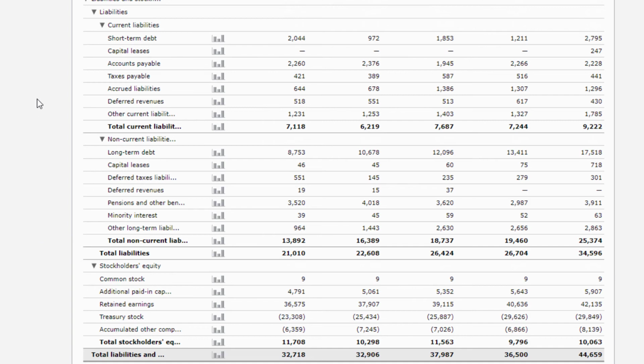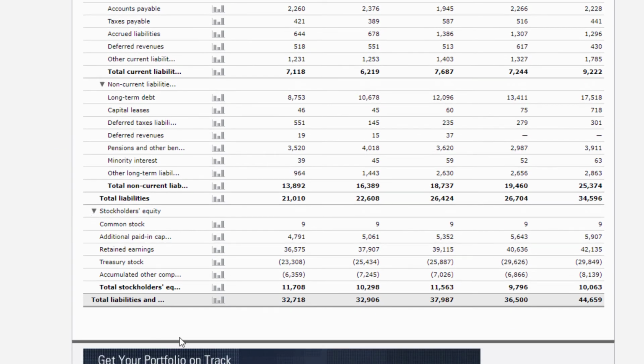Total current liabilities is made up of, among other things, short-term debt, accounts payable, and a few other items. Then the total non-current liabilities are mostly made up of long-term debt and a few other items. And then we have the total stockholders' equity. That is the difference between the total assets and the total liabilities, and that is what the company is worth on paper.